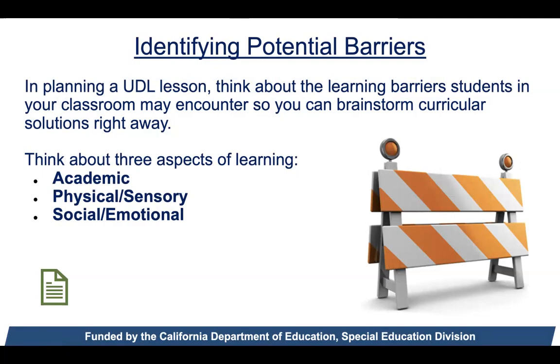In planning a UDL lesson, think about the learning barriers students in your classroom may encounter so you can brainstorm curricular solutions right away, best case scenario, before any instruction has been delivered. One way to look at that is through a lens of academic barriers, physical sensory barriers, and social emotional barriers. On your processing guide, there's a section where you can refer back to Module 1, where you listed the various identities of students in your classrooms.